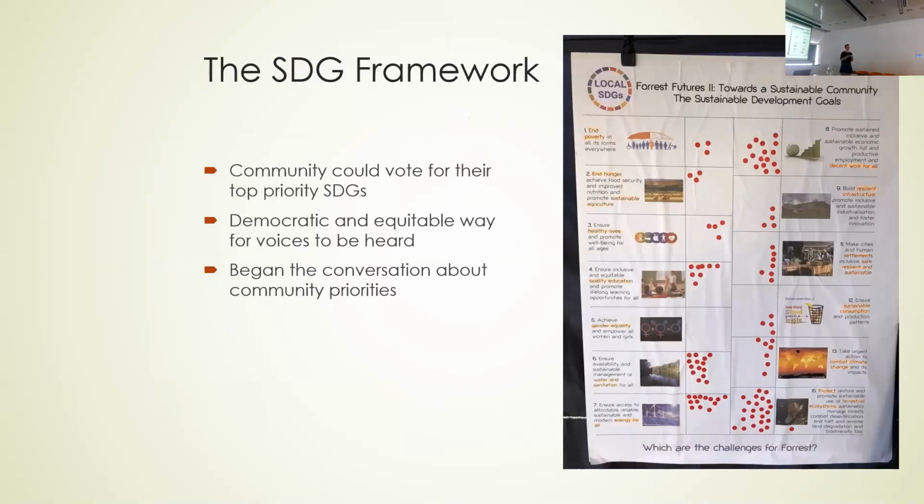So one benefit to the structure of the SDGs was made clear during one of the early community engagement activities that were run by the Deakin and DELWP team. During this activity, we conducted a poll framed by the SDG goals and asked the participants to vote for which goals they felt were most important for the future of Forest. Giving people the ability to vote for the goals they considered most important for the community enabled an equitable and democratic way to begin the conversation about community priorities and prevented the loudest voices from dominating.